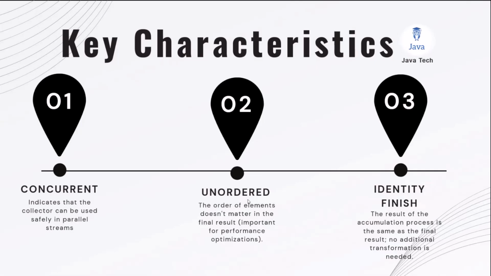Second is unordered. This indicates that the order of the elements does not matter in the final result. For example, if the container is a set, the order does not matter. It will potentially increase the performance of the operation. The third and the final one is identity finish. It indicates that the result of the accumulation process is the same as the final result and no additional transformation is needed. It will skip the finisher function and whatever the accumulator has stored will be returned as the final result.